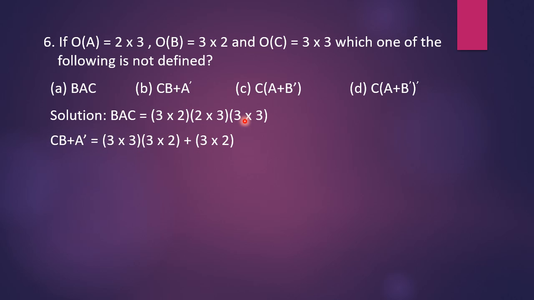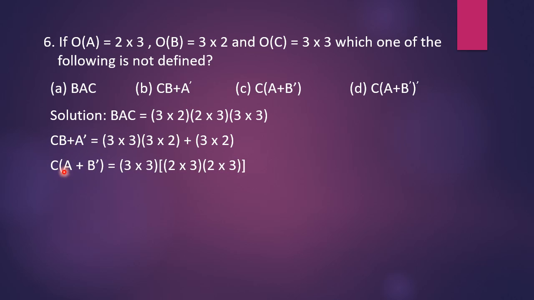Second case, C into (B plus A dash). So C into B. Here the number of columns of the first matrix C is equal to the number of rows of the second matrix B. Therefore, product CB exists and the resultant order is 3 by 2. Plus, A dash is again of order 3 by 2. Addition exists here because both have the same order. So the second statement is also defined.